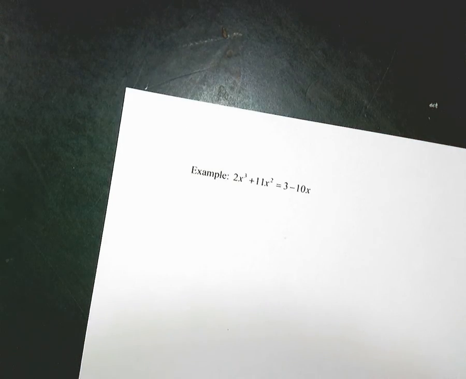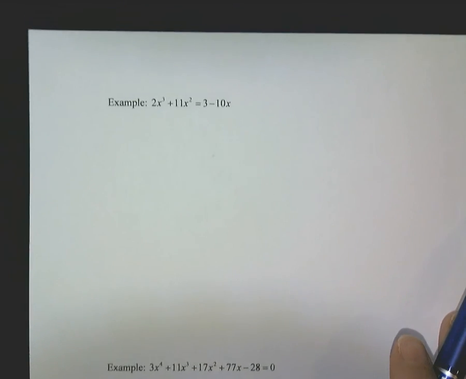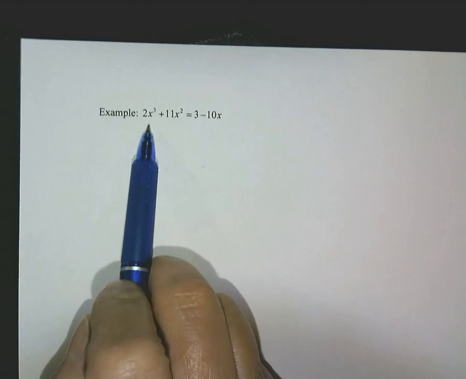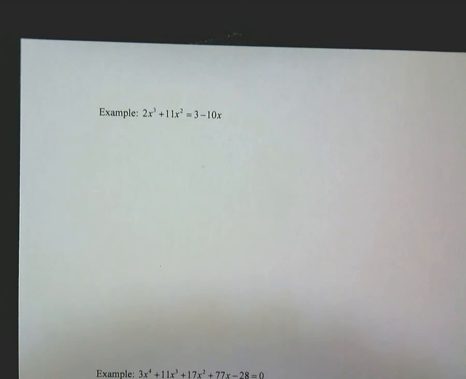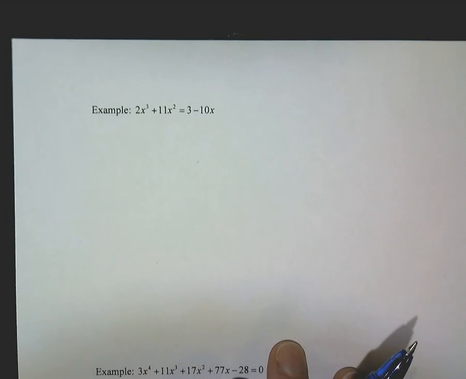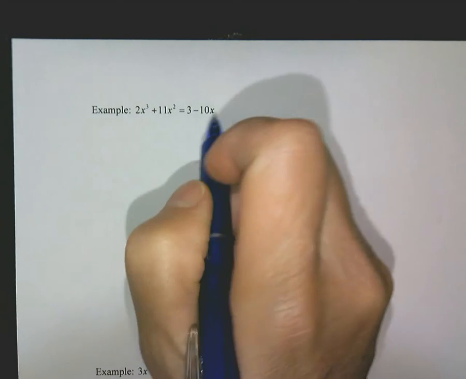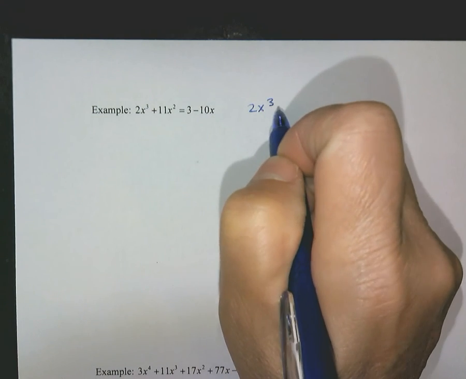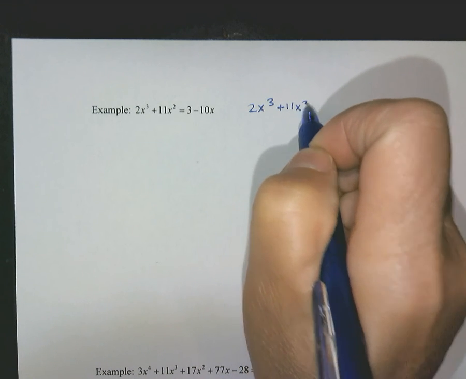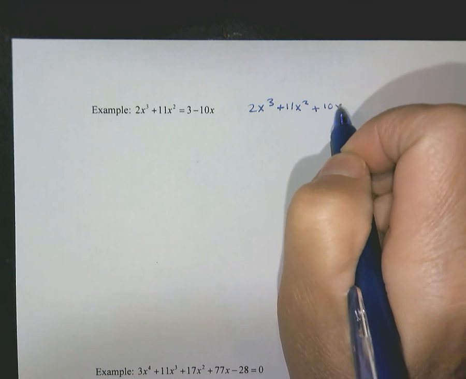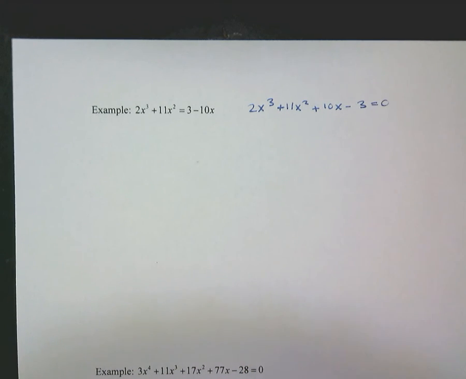So I've got 2 more problems, and each one gets a little bit longer. This next one, I've got 2x cubed plus 11x squared equals 3 minus 10x. The first thing I have to do is rearrange this in descending order. So this is going to give me 2x cubed plus 11x squared plus 10x minus 3 equals 0.